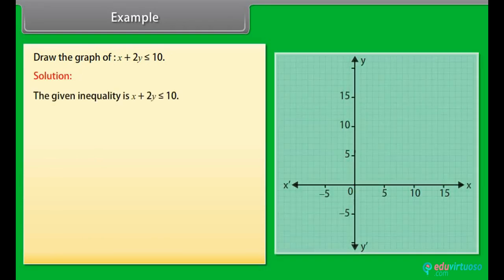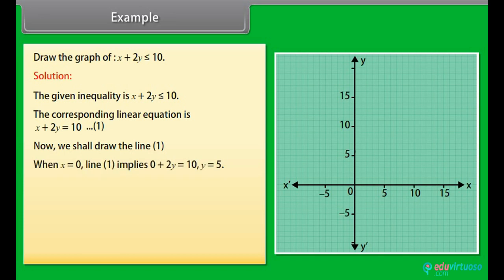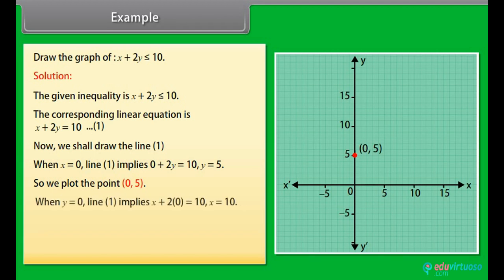Solution. The given inequality is x plus 2y less than or equal to 10. The corresponding linear equation is x plus 2y is equal to 10. Name it as 1. Now, we shall draw line 1. When x is equal to 0, line 1 implies 0 plus 2y is equal to 10, so y is equal to 5. So, we plot the point (0, 5). When y is equal to 0, line 1 implies x plus 2 into 0 is equal to 10, so x is equal to 10. So, we plot the point (10, 0).